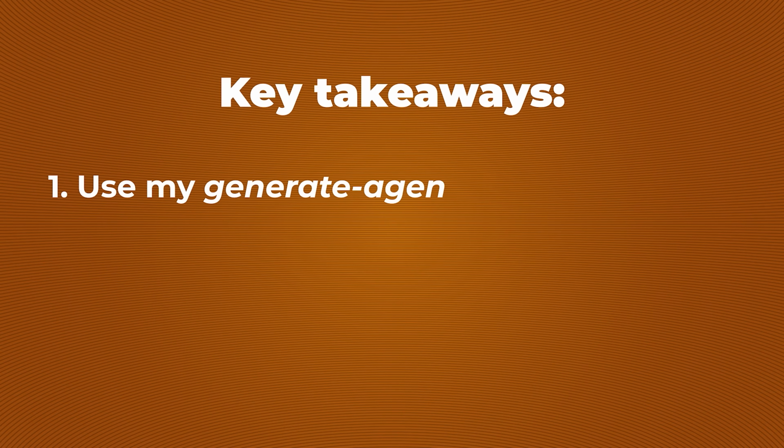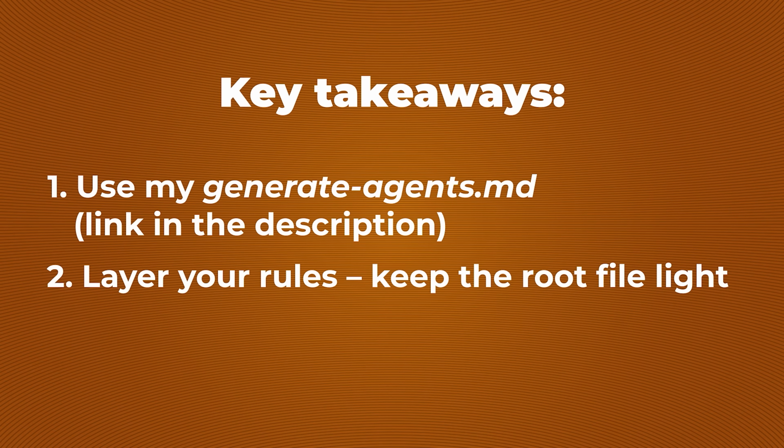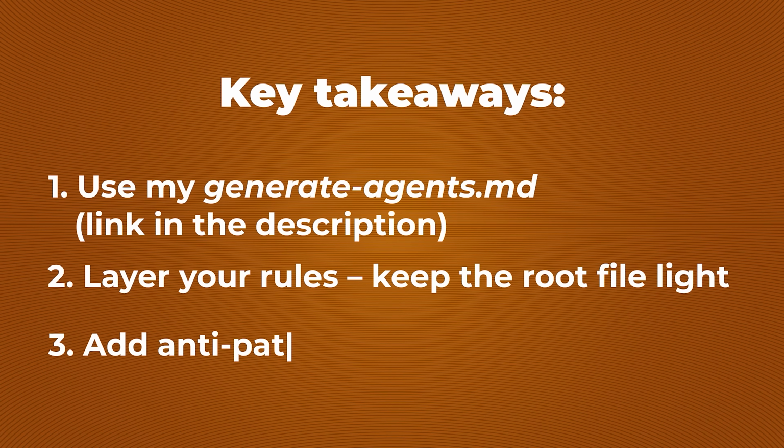So here's what you can take from this. One, my generate-agents.md prompt is actually linked in the description. Go ahead and fork it and customize it for your own stack. Two, structure your rules in layers. The root file stays lightweight, and the detailed rules actually live in the folders where they get applied. And then three, include anti-patterns. Not just what to do, but what not to do as well. That's actually what could have prevented my hyphen file name issue.